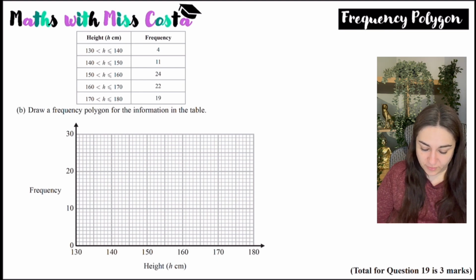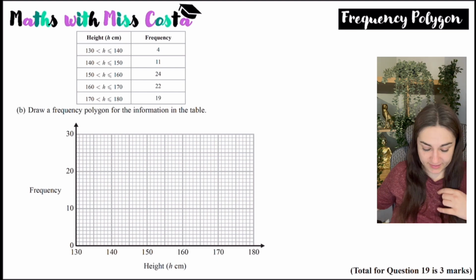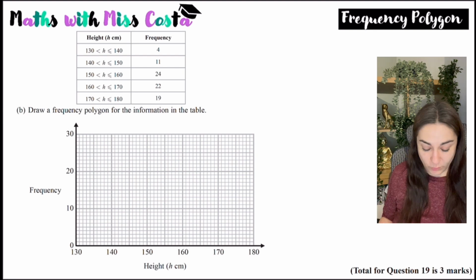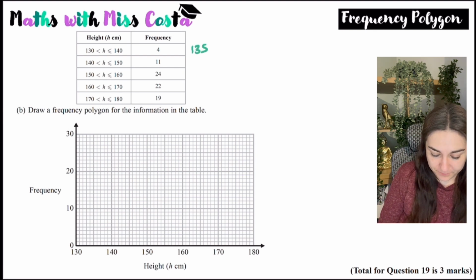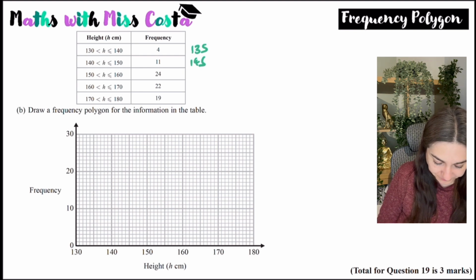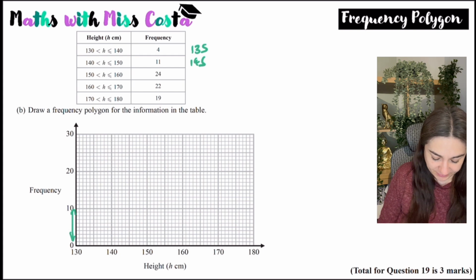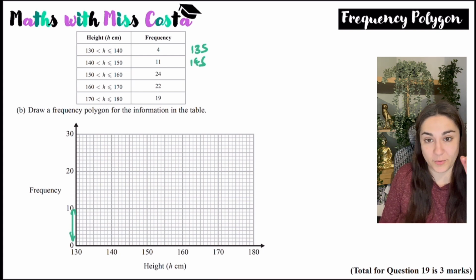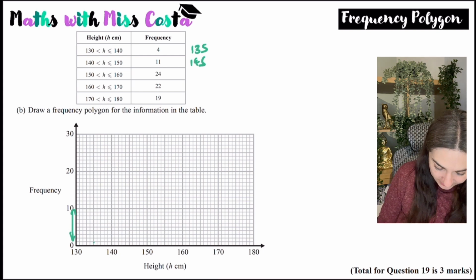Okay, so now we need to draw a frequency polygon for the information. So the frequency polygon, we always plot it against the midpoint. So that was where the midpoint would have been helpful. So over here, we're going to do the first one. It's 135 and 4. And first I want to check my scales. So this is 0 to 10, and there's 10 boxes. So I know that one box is worth 4. So I'm going to plot it at 135 and 1, 2, 3, 4.